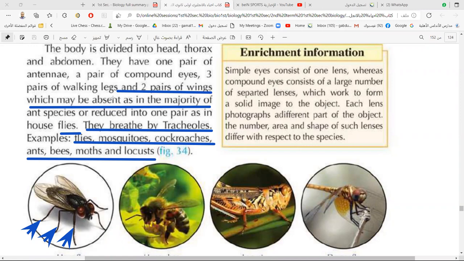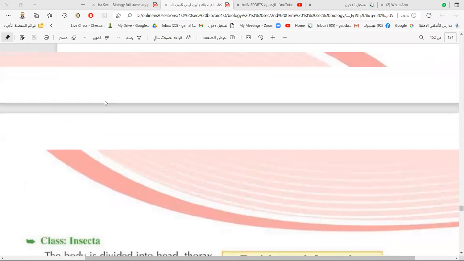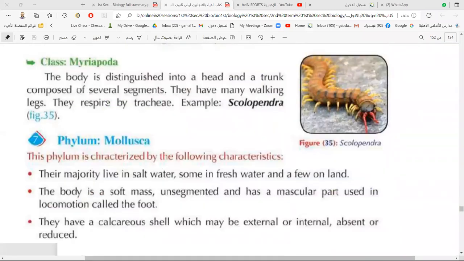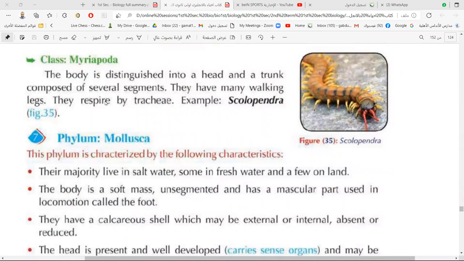These are the classes of phylum Arthropoda. We stop here. And finally, the last class is Myriapoda, أو طائفة عديدات الأرجل. They have many pairs of jointed legs, a big number of jointed legs, like Scolopendra, أم 44. Scolopendra has many pairs of jointed legs, and the body has many segments.